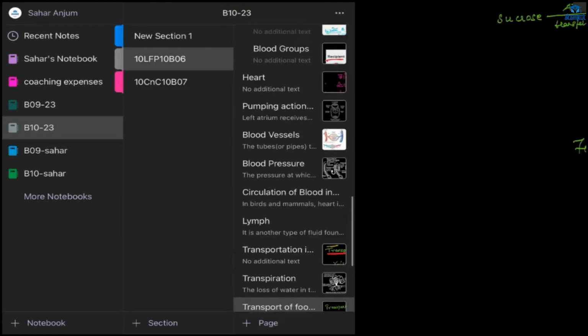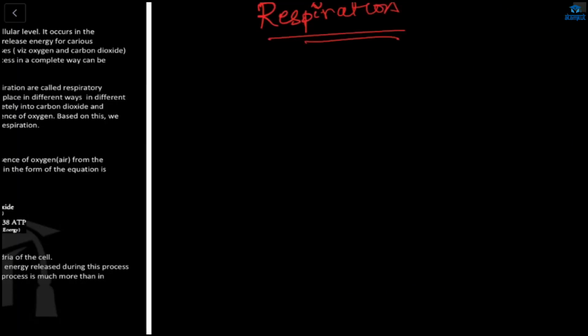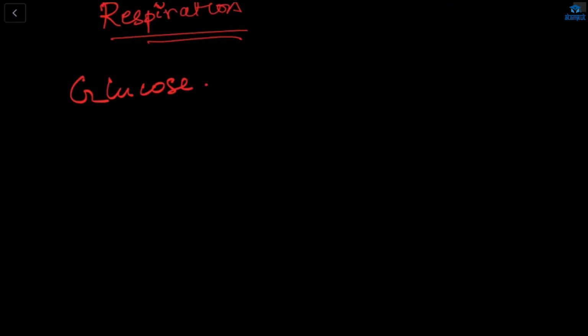So we'll go for this respiration. So the food material, suppose in respiration we have glucose. So it will be broken down into pyruvate.